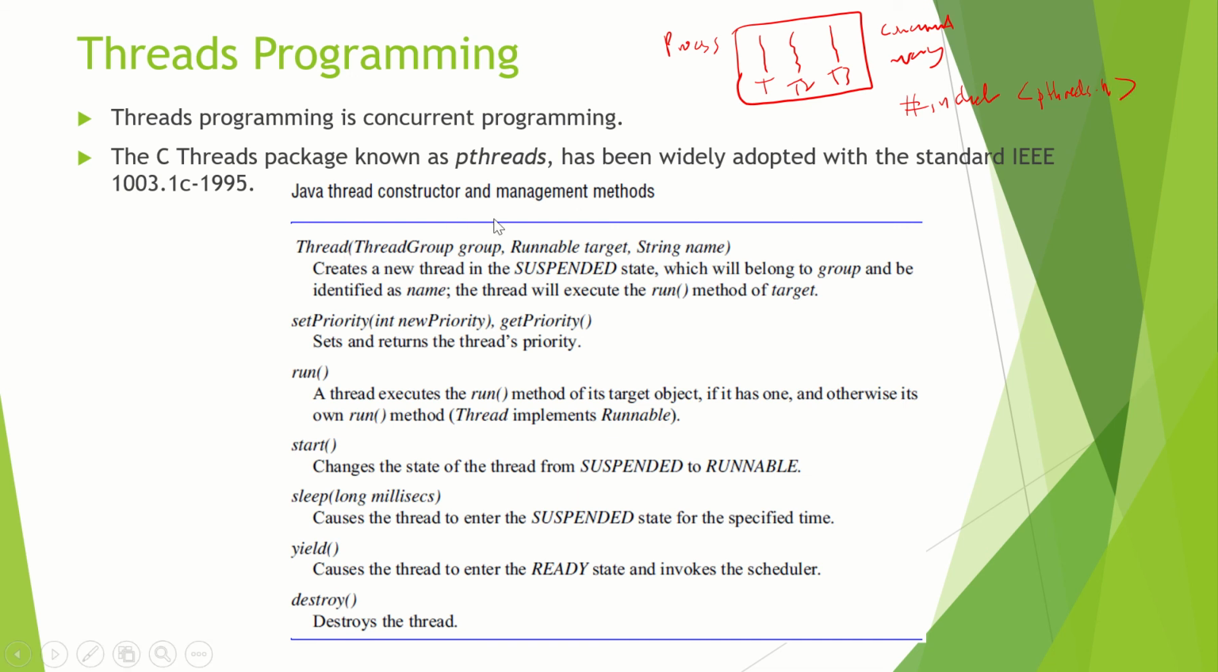So this is a Java constructor of a management method. Thread(ThreadGroup group, Runnable target, String name) creates a new thread in a suspended state, which will belong to a group and be named name. The thread will execute the run method of target. You have setPriority with a new priority, getPriority, which sets and returns the thread priority, run, which executes, and start. So the initial state is suspended, and if you call the start function, it will move to the runnable state.